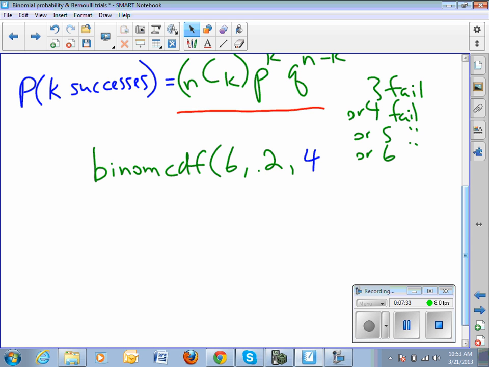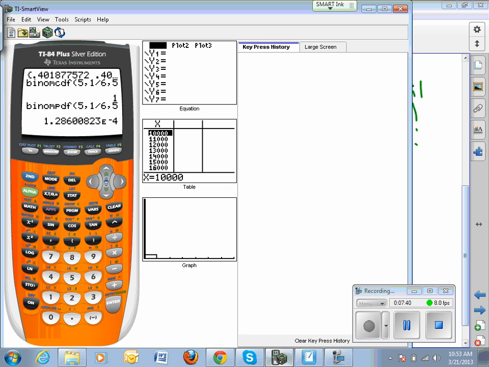Okay. What is a binomial CDF of 6? Let's actually try that on the calculator. So 6, comma, 0.2, comma 6.